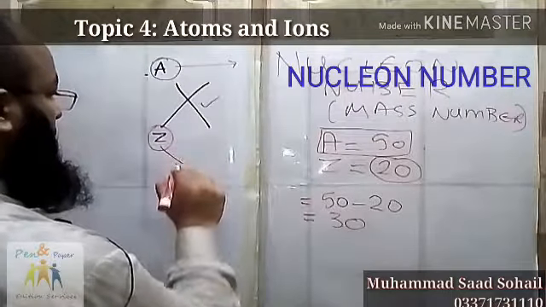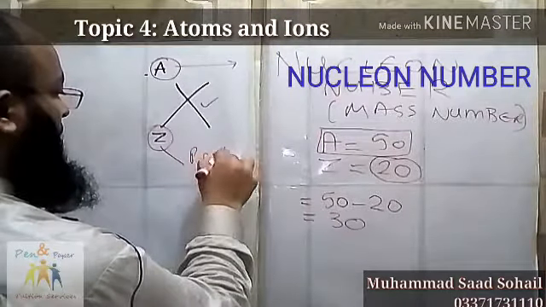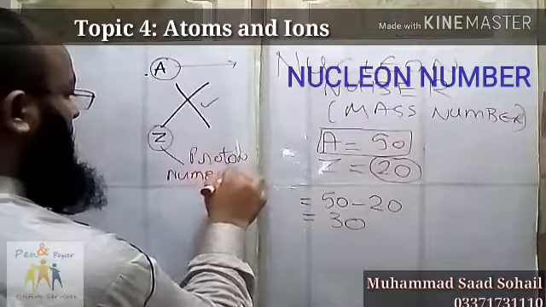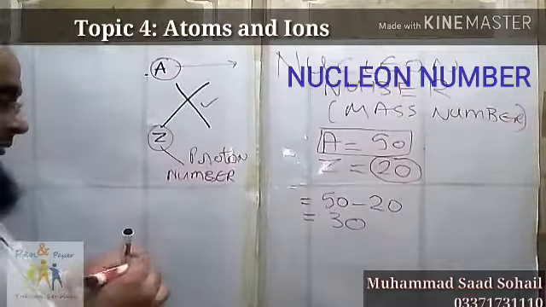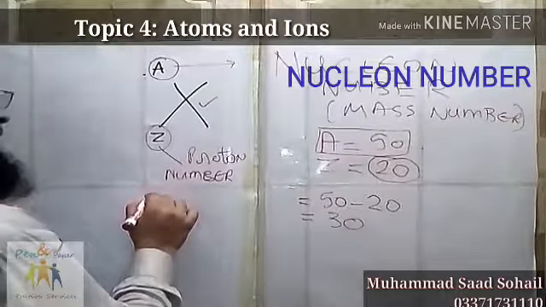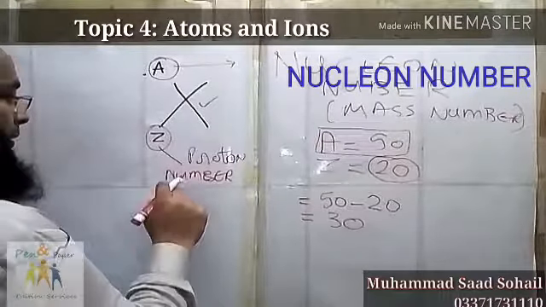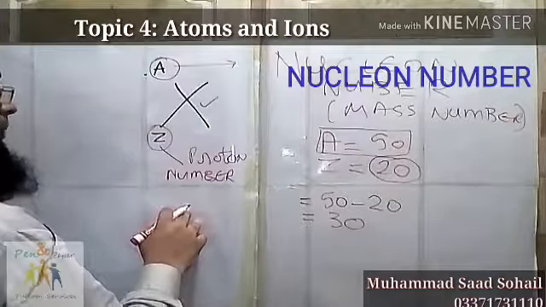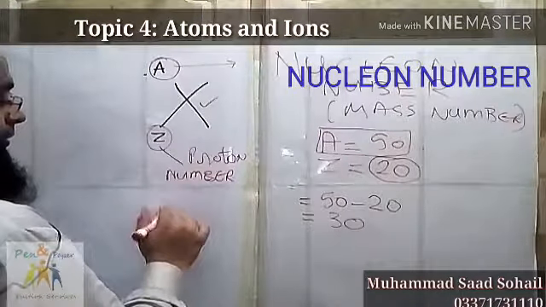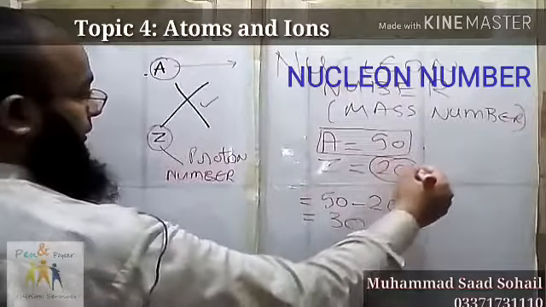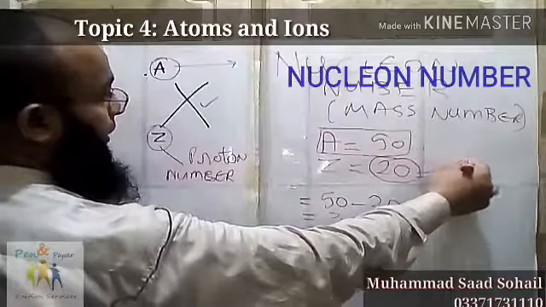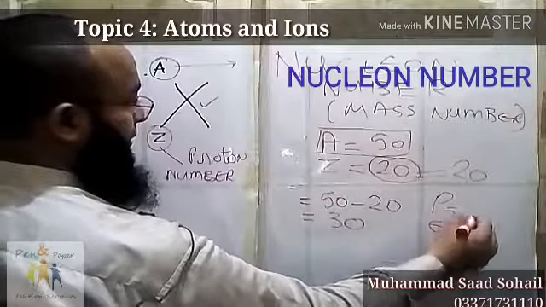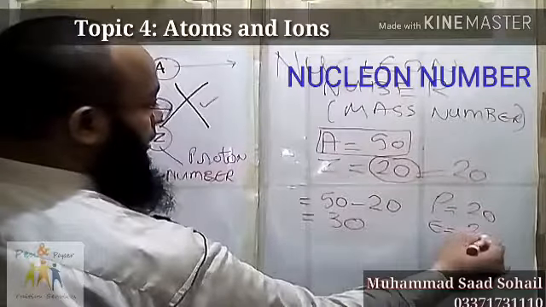Now this Z is basically the proton number. Now this Z number, the proton number, also shows the number of electrons in the shells of this element, in the atoms of this element. Let's say, as I've told earlier, that if the proton number is 20, so this basically means the number of protons and number of electrons in that element are equally 20.